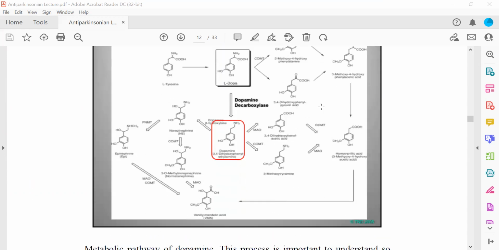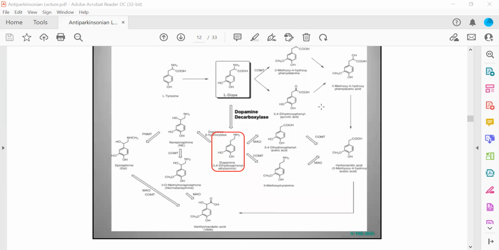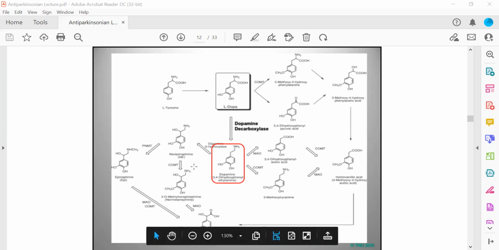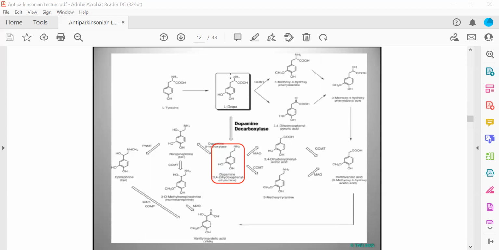So if we look at the metabolic pathway of dopamine, so that's dopamine. And you can see that dopamine can undergo metabolism or catabolism via the enzyme monoamine oxidase, and specifically monoamine oxidase B, into inactive dopamine metabolites. Dopamine can also be deactivated by our COMT enzyme into inactive metabolites, and even dopamine beta hydroxylase can cause dopamine to catabolize into inactive metabolites.